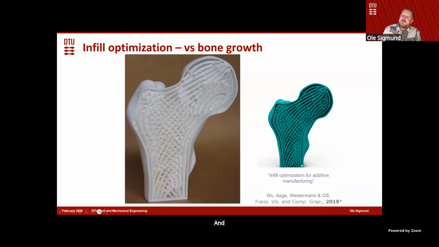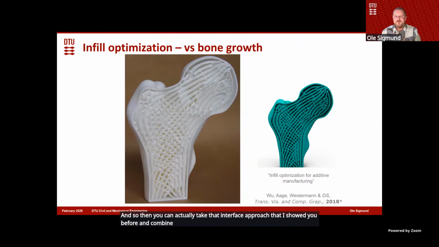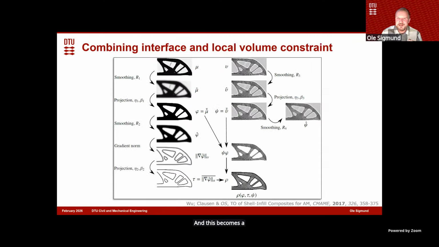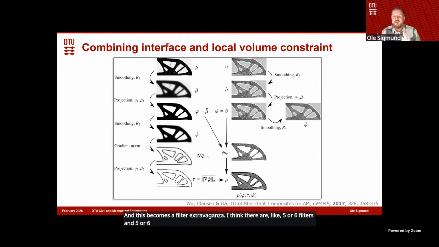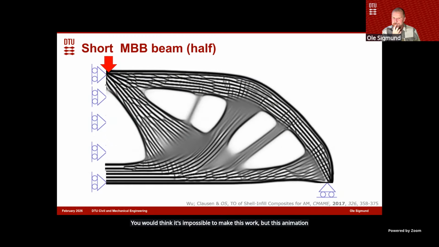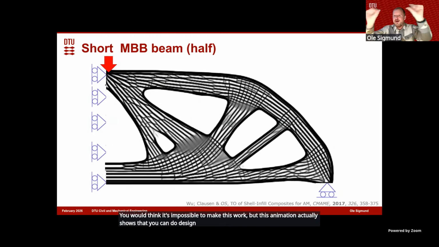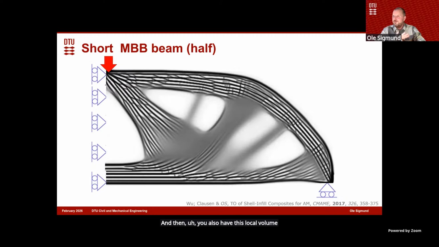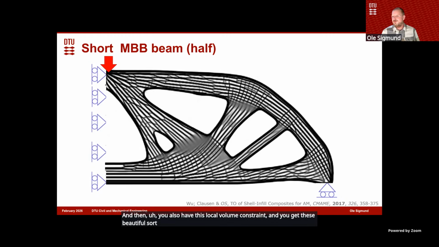And then you can actually take that interface approach that I showed you before and combine it with this infill optimization approach. And this becomes a filter extravaganza. I think there are like 5 or 6 filters and 5 or 6 projections and all kinds of combinations. You would think it's impossible to make this work, but this animation actually shows that you can do design where there is a fixed outer crust of material with a certain thickness, and then you also have this local volume constraint, and you get these beautiful sort of multi-scale structures.